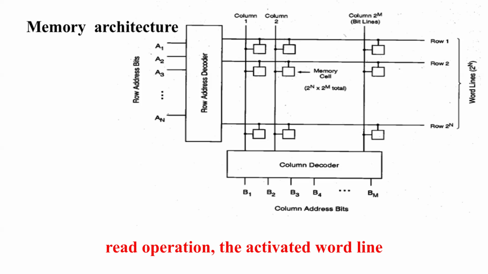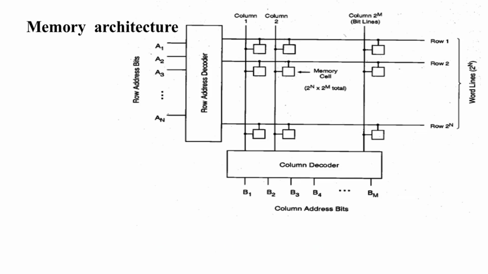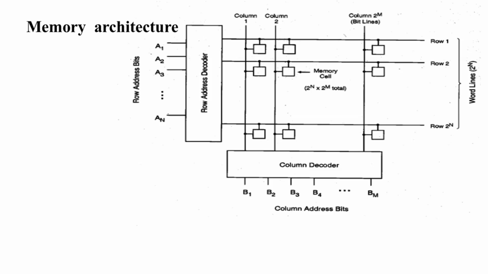In cell access for read operation, the activated word line connects all cells in that row to the bit lines. For DRAM, when the word line activates, the charge stored in the capacitor flows to the bit line, slightly altering its voltage. A sense amplifier detects this small change in voltage, amplifies it, and determines whether the bit is a 1 or 0. And for SRAM, when the word line activates, the latch within the memory cell, usually a 6T SRAM cell, drives the bit line to a high or low voltage, which is then read by the sense amplifier.